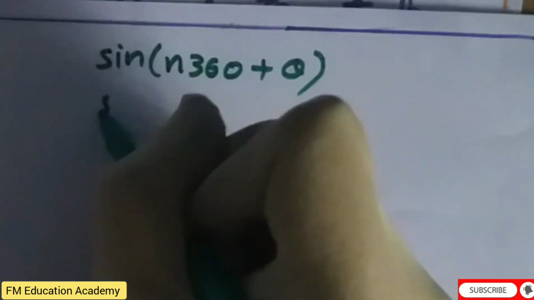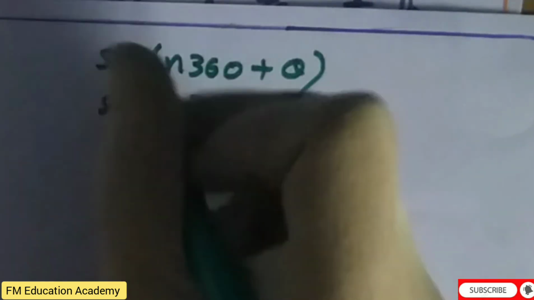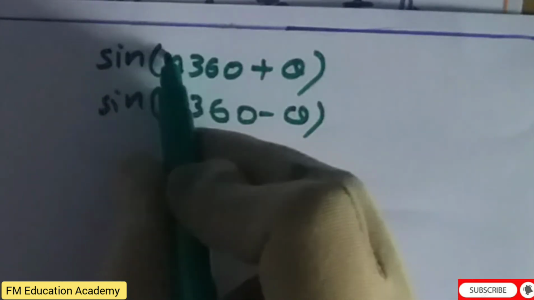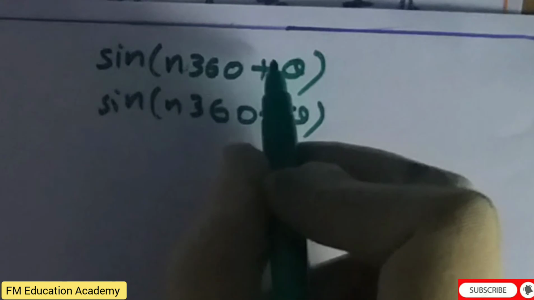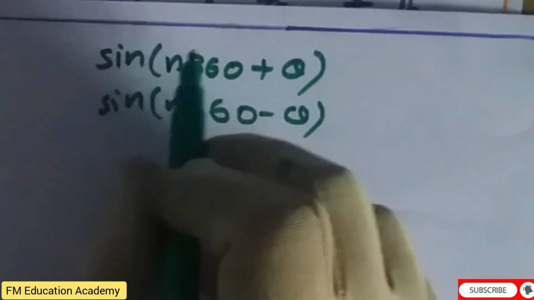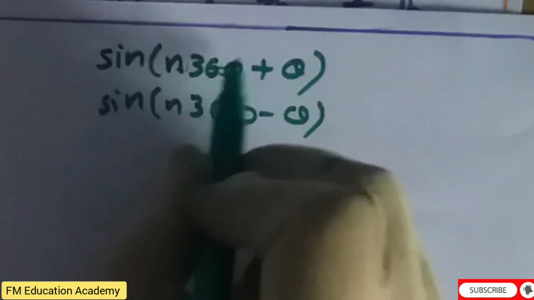You will be having sine n into 360 plus theta, or you can have sine n into 360 minus theta, or here you can have any trigonometric ratio. So how to do this? N means it can be any natural number, like for example 2 into 360, 3 into 360, 4 into 360, it can be anything. So that will be equal to, you should see this 360 plus theta.